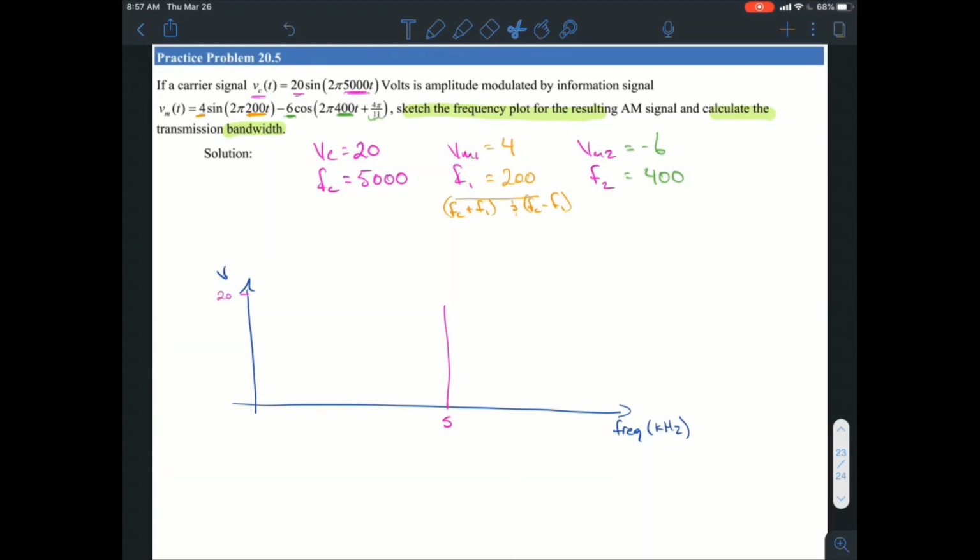So we have, in this case, V sub M over 2, but this is V sub M sub 1, so that'll be 4 over 2, which just equals 2. So we're just going to plot a 2 on there, and we'll ask, what's our F sub C plus F sub 1? That's going to be 5.2, and then we'll have 4.8 as our F sub C minus F sub 1, and those just have heights of 2.